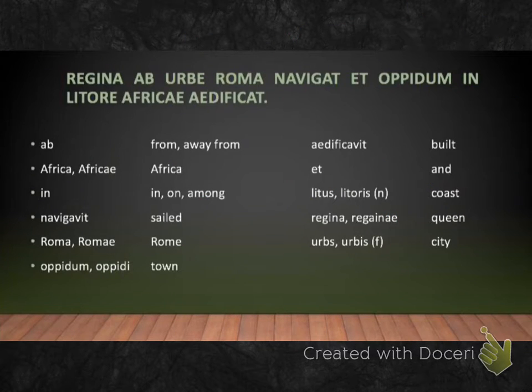Now let's look at sentence number 2. Regina ab urba Roma navigat, et aedificat in littora Africae.